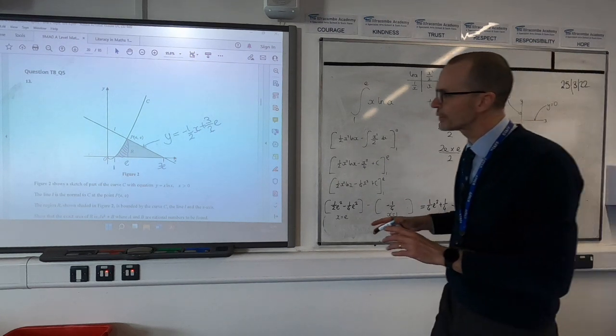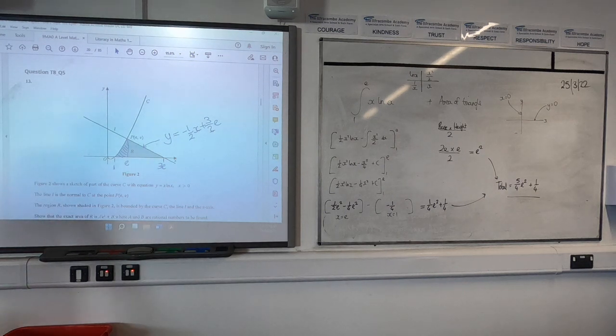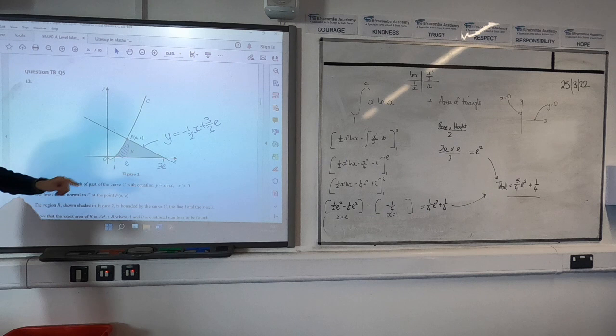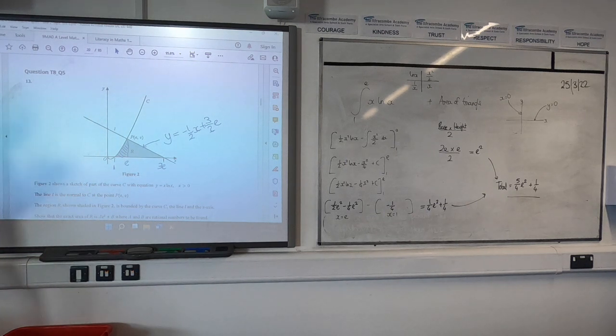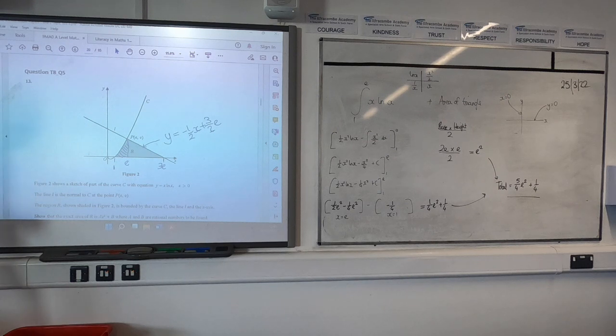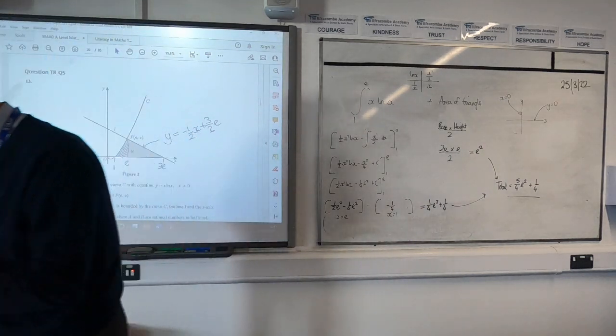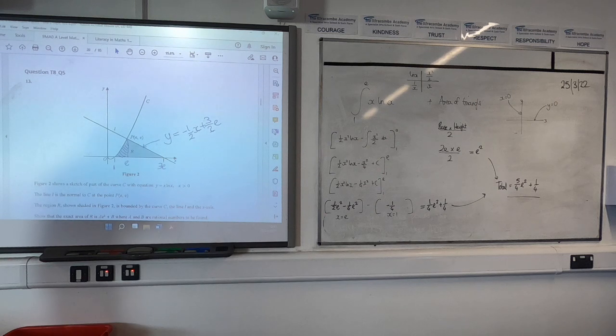And with these areas, where you've got a straight line and a curve meeting, it is nearly always about breaking it into two areas, or sometimes even more than two, using the intersection points as the break. Okay, integration done.